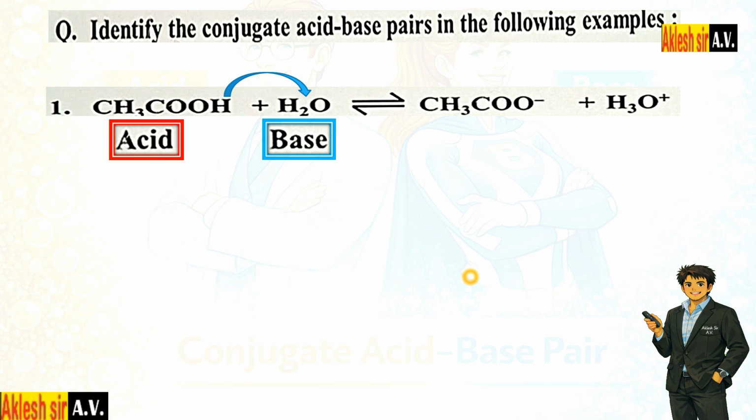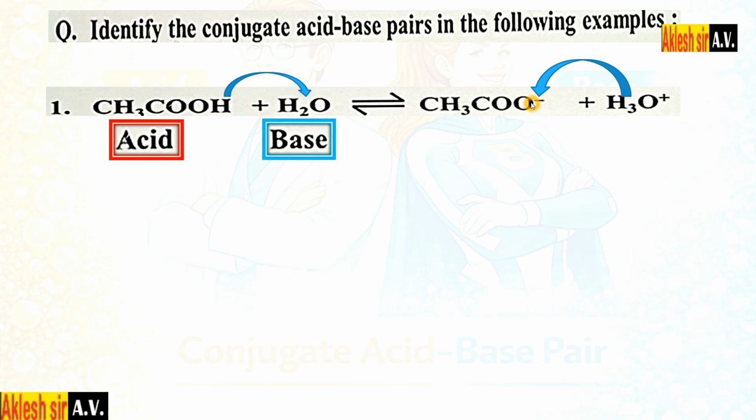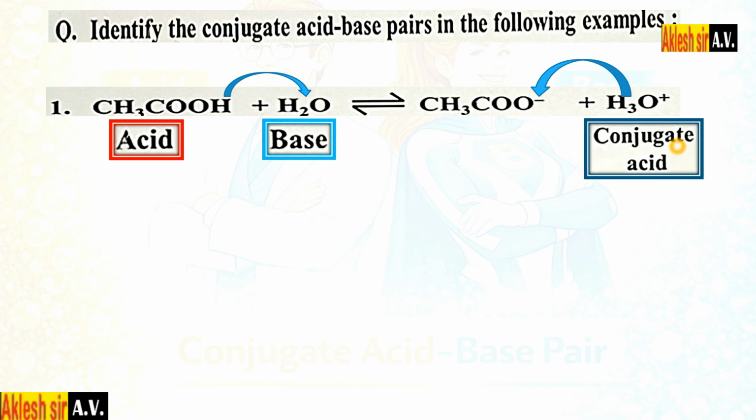So here after this, since acetic acid has donated the proton, it will form acetate ion and hydronium ion, because water is accepting the proton. In the reversible reaction, this hydronium ion will donate the proton to form acetic acid. So here hydronium ion is acting like a conjugate acid because it is donating the proton, and CH3COO minus is accepting the proton, therefore it is acting like a conjugate base.